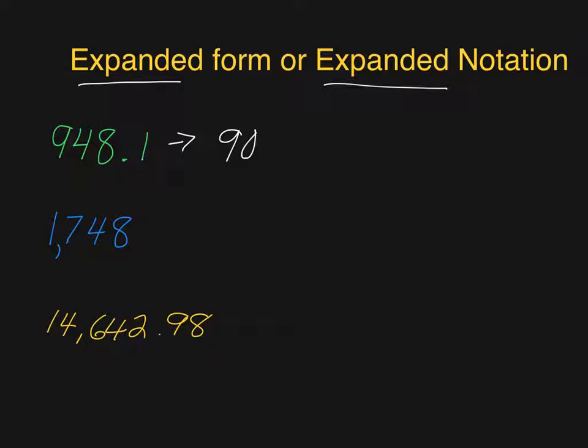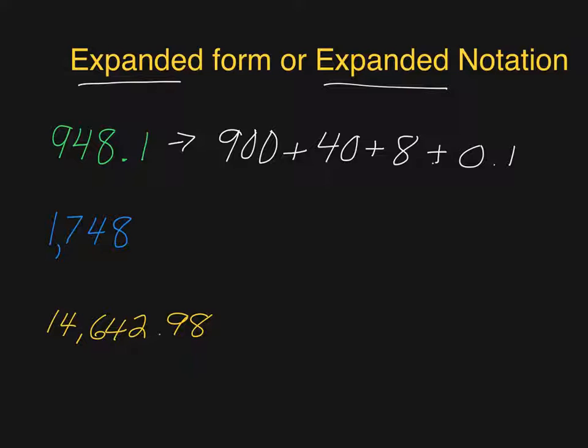That 9 really means 900, plus the 4 actually means 40. The 8 in the ones place means there are 8. And the 1 means that there is 1/10. Okay, now this is how we typically would write that. This is how, when we've practiced up until 5th grade, we've done expanded notation.